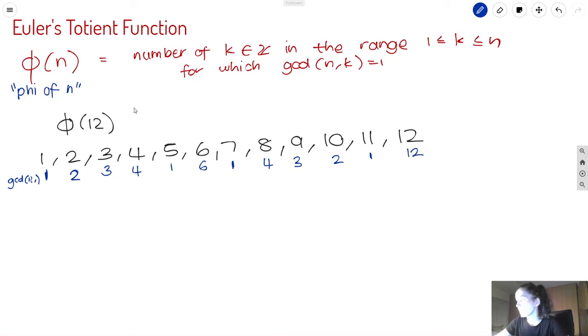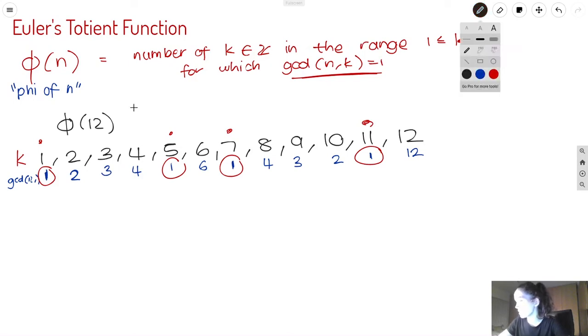Okay, so let's quickly look at how many of these had a GCD of 1. So 1, 2, 3, 4, 5, 6, 7 up to 12, these were the k. For how many of them was the GCD of 12 and k equal to 1? This was 1, this was 1, this was 1, and this was 1. So 1, 2, 3, and 4. Which means that this is going to equal 4.